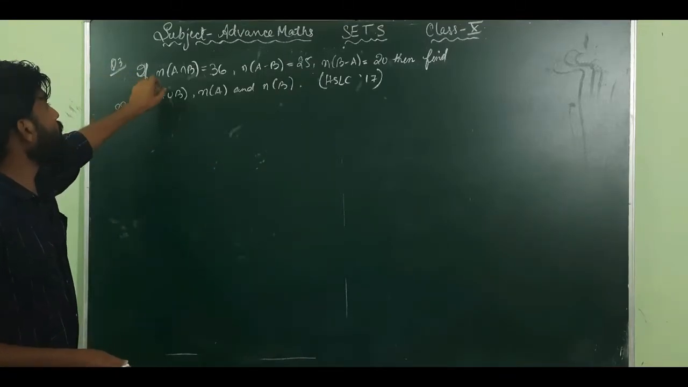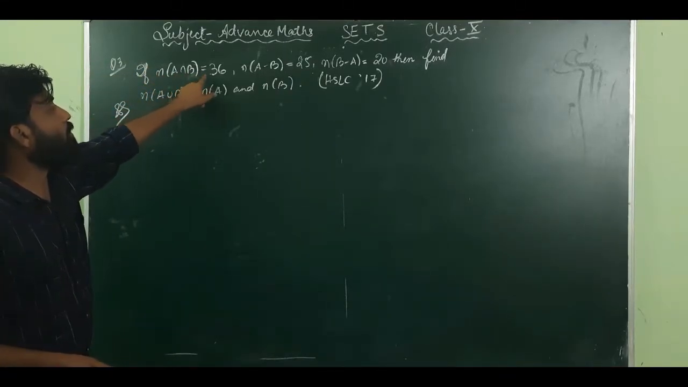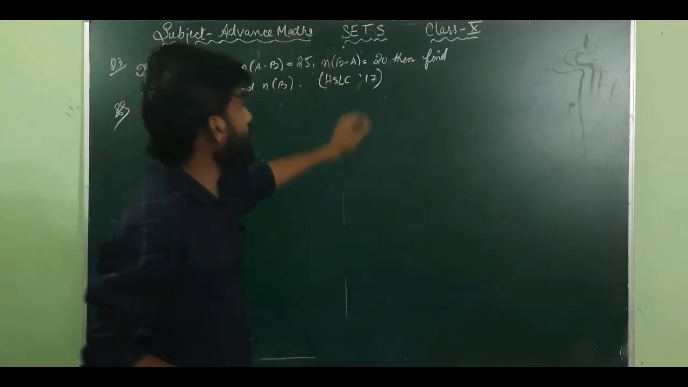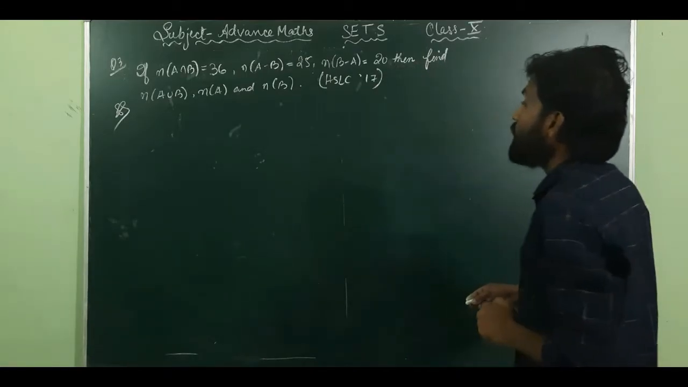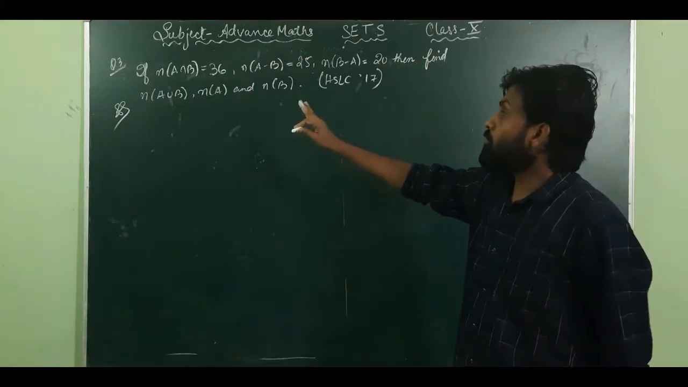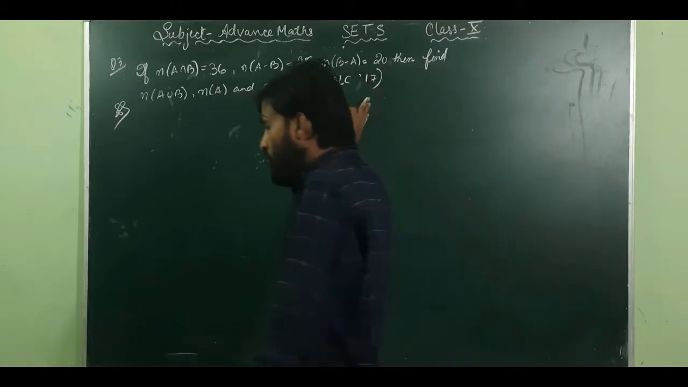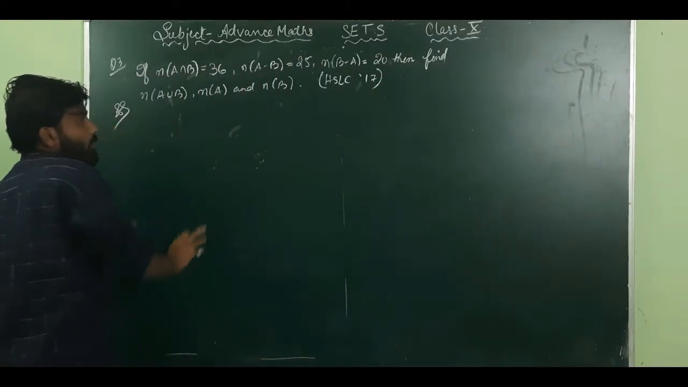In question number 3, what they have said here is, if N of A intersection B is equal to 36, N of A minus B is equal to 25, N of B minus A is equal to 20, then we have to find the value of N of A union B, N of A and N of B. Remember, this question came in SSLC 2017 for 3 marks.